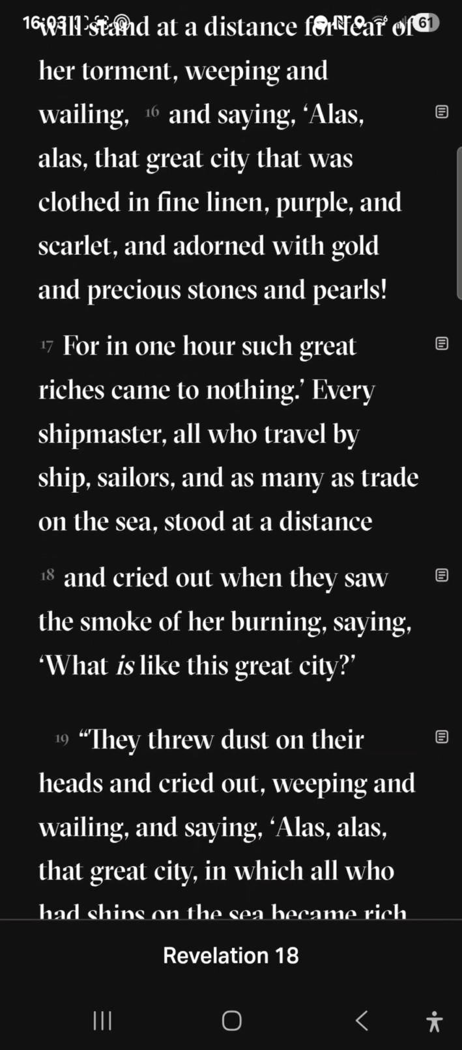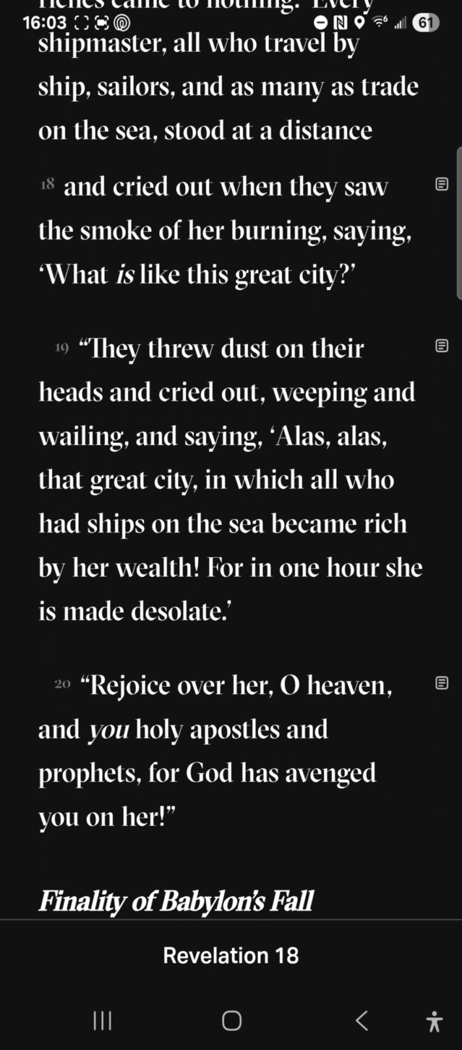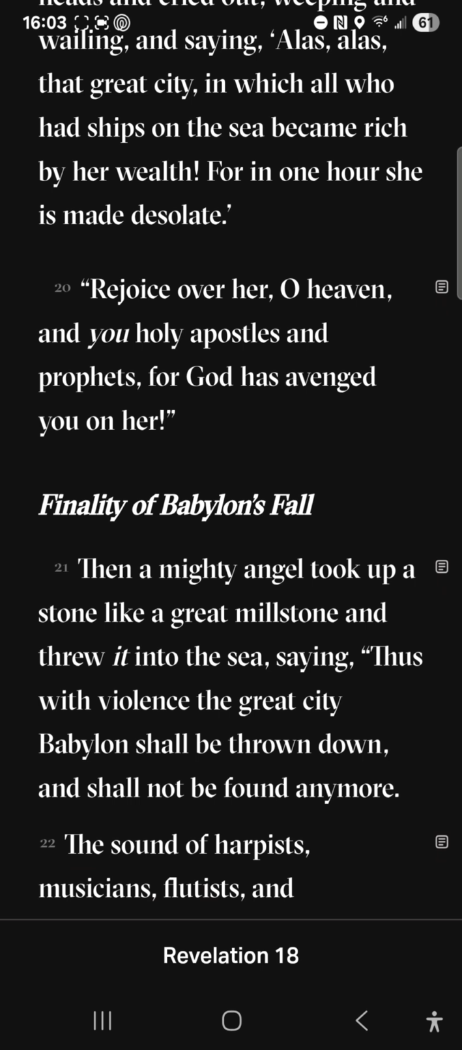Every shipmaster, all who travel by ship, sailors, and as many as trade on the sea, stood at a distance and cried out when they saw the smoke of her burning, saying, What is like this great city? They threw dust on their heads and cried out, weeping and wailing and saying, Alas, alas, that great city in which all who had ships on the sea became rich by her wealth. For in one hour she is made desolate. This is prophecy. That Revelation is confirming the prophecy of the prophet Isaiah, Yeshayahu.